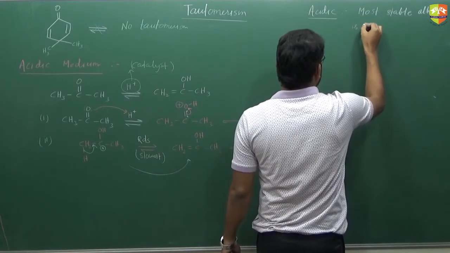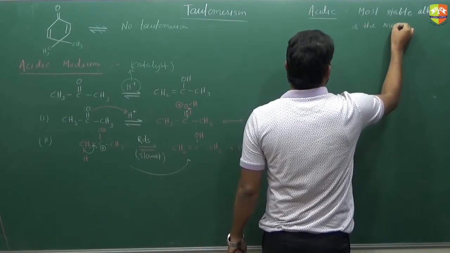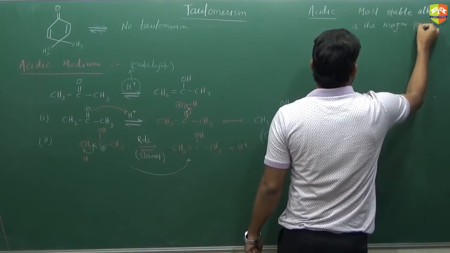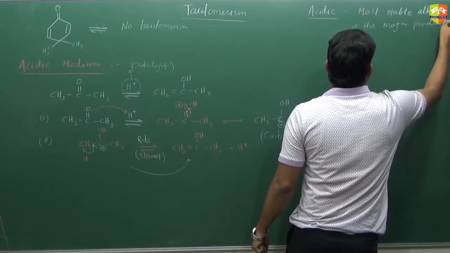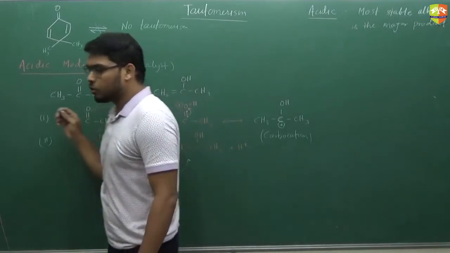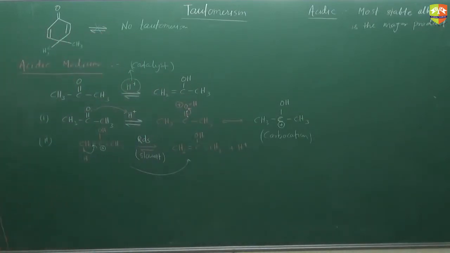Alkene is the major product. So if the tautomerism gives more than 2 alkene, then in acidic medium we'll try to get the more stable alkene. So in this only one alkene possible, right? In this only one possible.